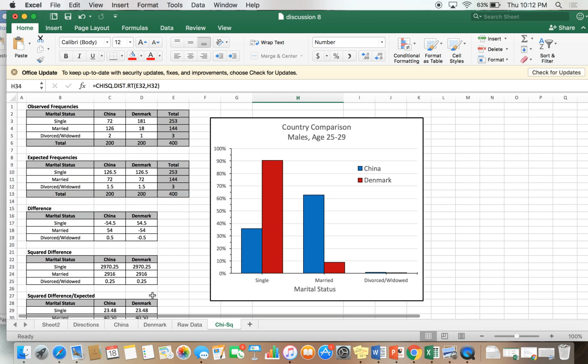So it's safe to say we reject this null hypothesis because more and less than 50% of people were married. In China, more than 50% of people were married, and in Denmark, less than 50% of people were married. In neither country was 50% of people married.